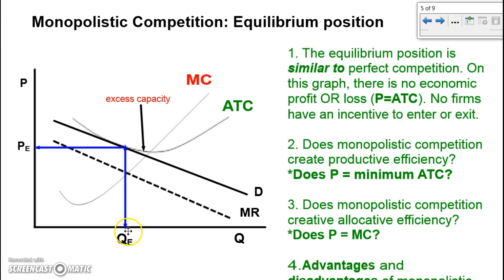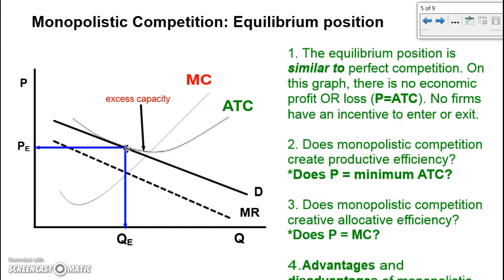MR crosses MC gives us the quantity. Go up to the demand curve, that tells us the price. At this particular point, where we're tangent to the ATC curve, we actually have no economic profit, no incentive for more firms to enter, no losses, no incentive for firms to leave. So this is the equilibrium position. Nobody enters, nobody exits. So this is where it's going to remain until, of course, some new firm enters and messes things up.